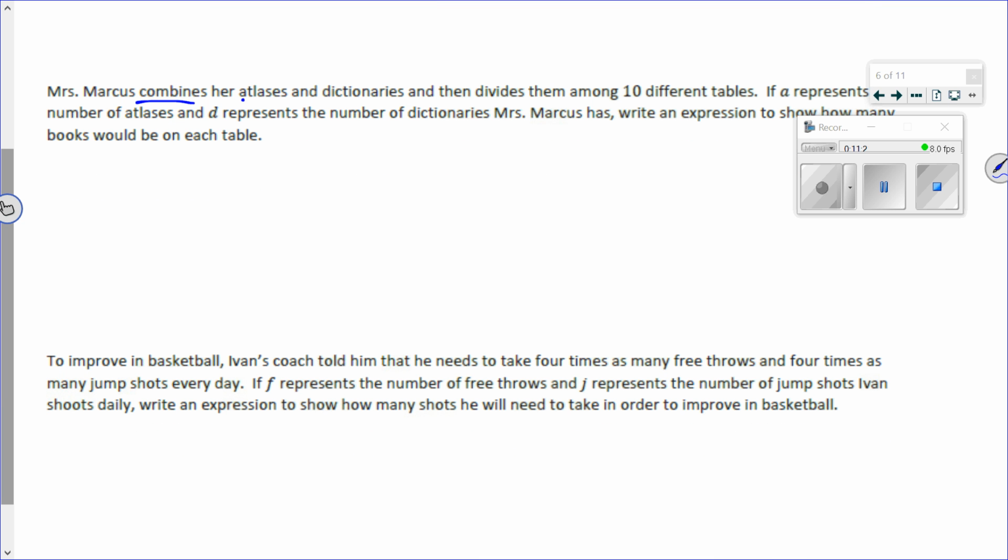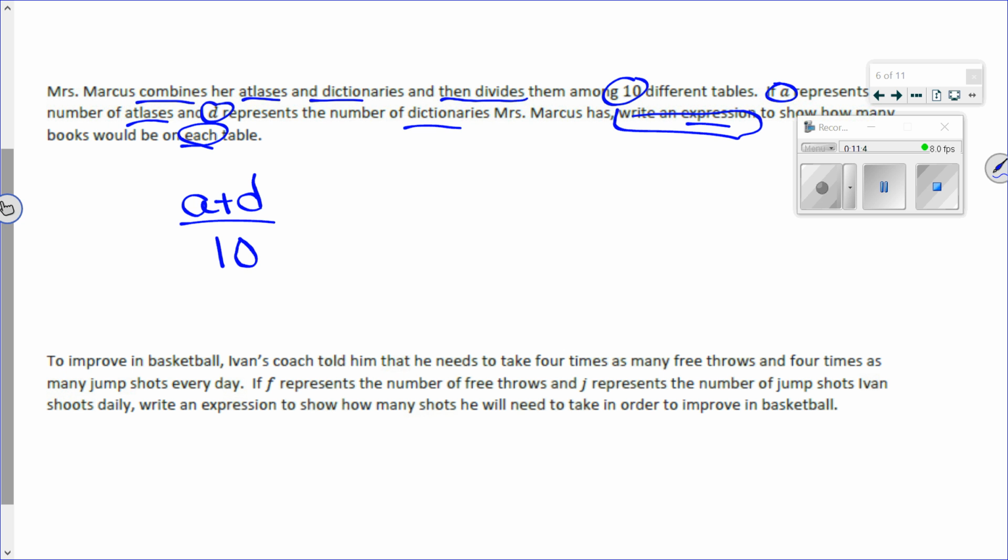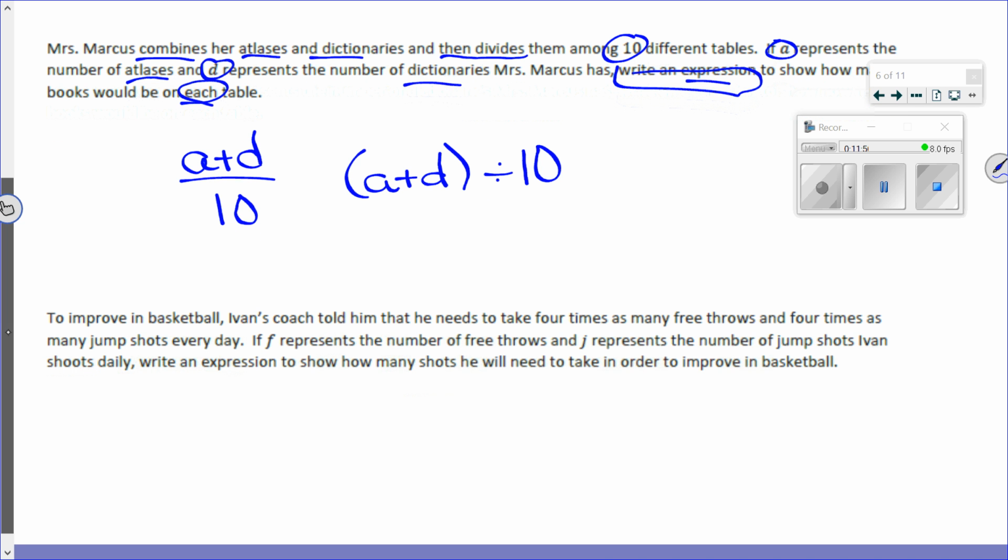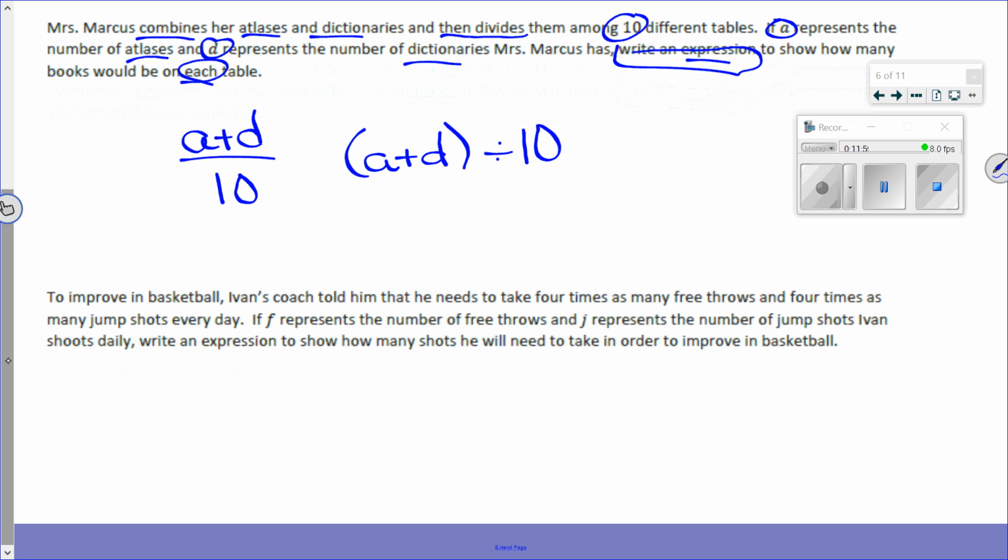Okay, Ms. Buckets combines her atlases and dictionaries and then divides them among 10 different tables. A represents the number of atlases and D represents the number of dictionaries. Write an expression to show how many would be on each table. So what am I doing? First thing I have to do is put them together and then divide it by 10. Or I could use parentheses. What if I did 10 divided by 3? No.